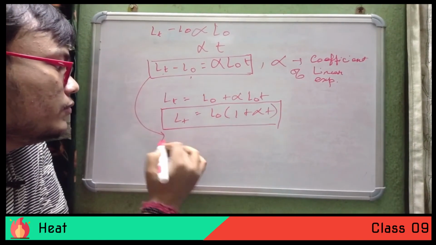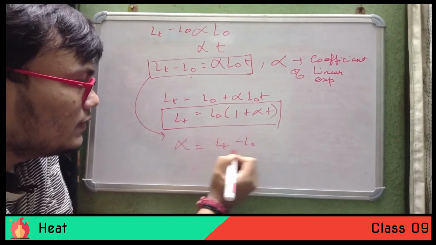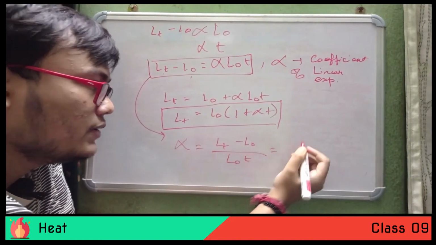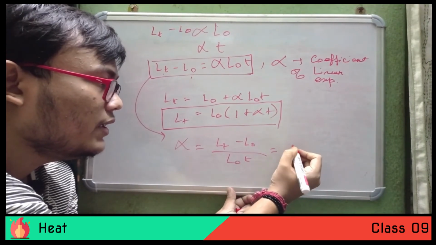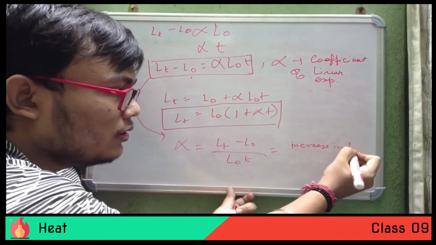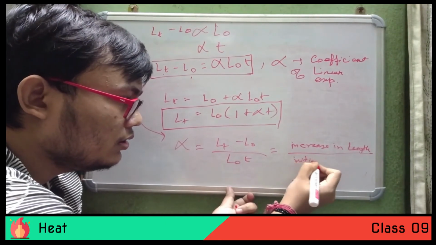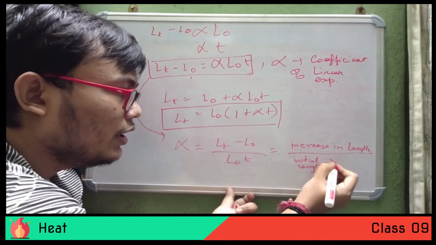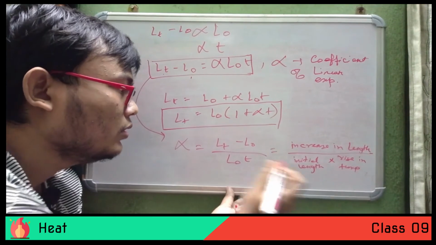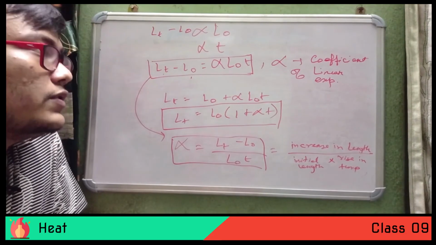This is also one of the most important formulas. And from here we can say that alpha equals LT minus L0 by L0 T, that is the increase in length by the initial length into the rise in temperature. These three formulas you have to keep in mind to solve the numericals.